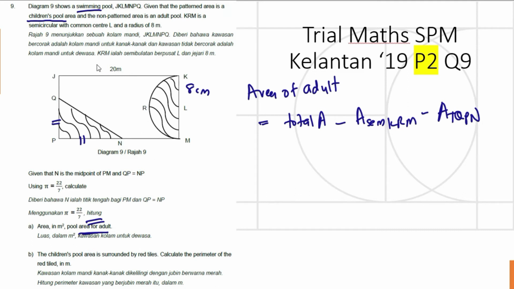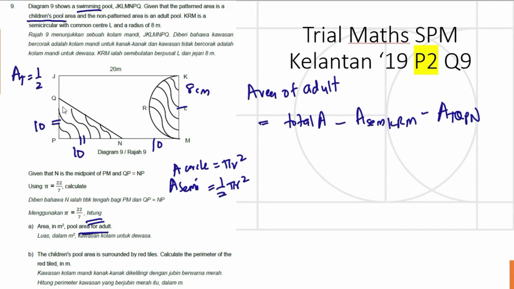So we see here this one is 20. If this one is the midpoint, this one is 10, this one is 10, this one is also 10 because QP is equal to PN. And this one is 8. So we know area of circle is pi r square, so area of semicircle is half pi r square. Area of triangle is half times base times height, so half times 10 times 10.